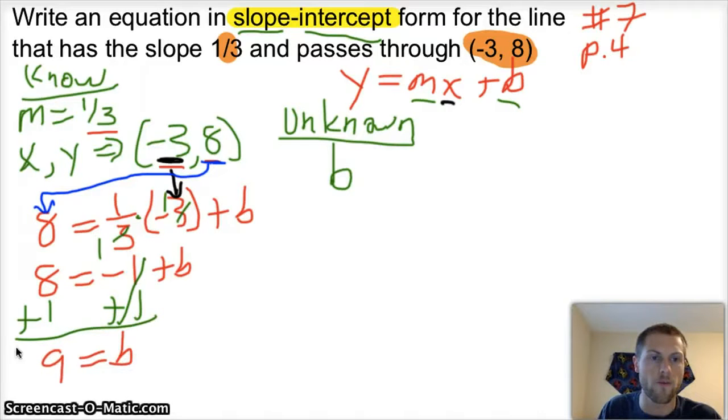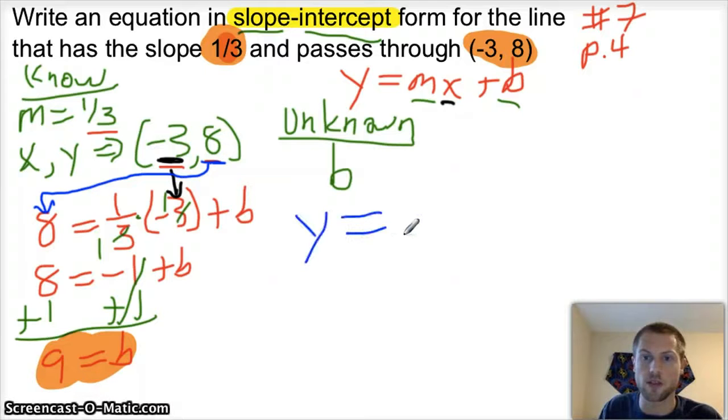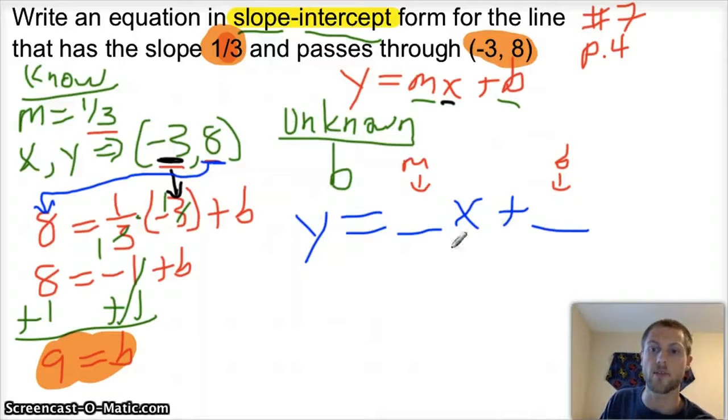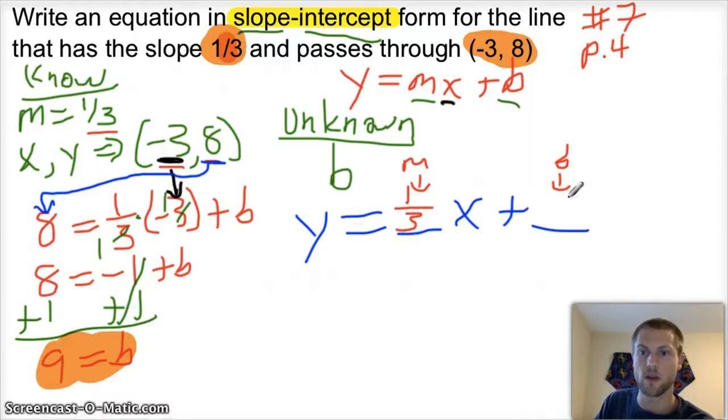At this point, I've got b equals 9, and I have my slope of 1/3. So that's all I need. My final equation is going to be y equals something x plus something. What goes in here? My m goes here, and my b goes here. Make sure you have that x in there, make sure you have that y in there. My final equation is y equals 1/3 x, that came from here, plus, and what's my b? 9.